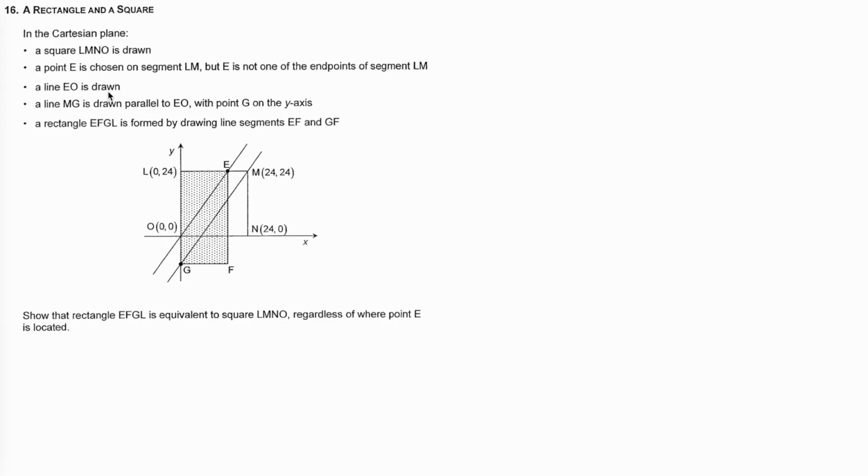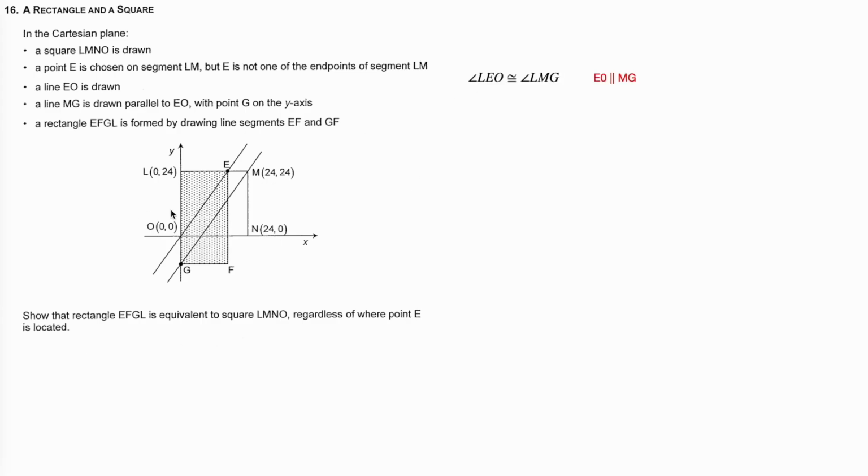A line EO is drawn, E to O. A line MG is drawn parallel to EO with point G on the y-axis. Point G is on the y-axis and it's below the square. A rectangle EFGL is formed by drawing line segments EF and GF. EF and GF, you end up with this rectangle. Show that rectangle EFGL is equivalent to square LMNO, regardless of where point E is located.